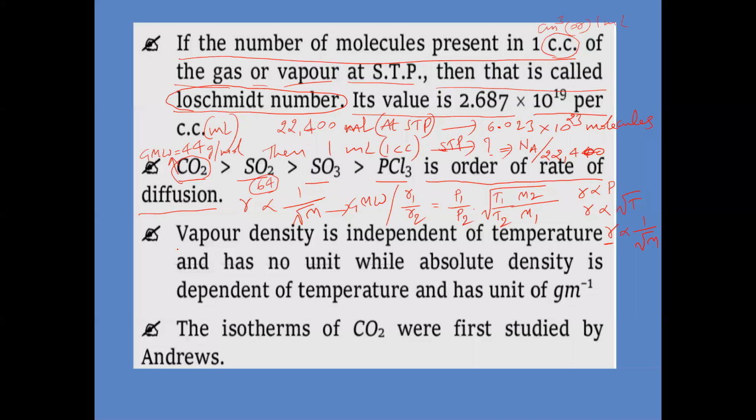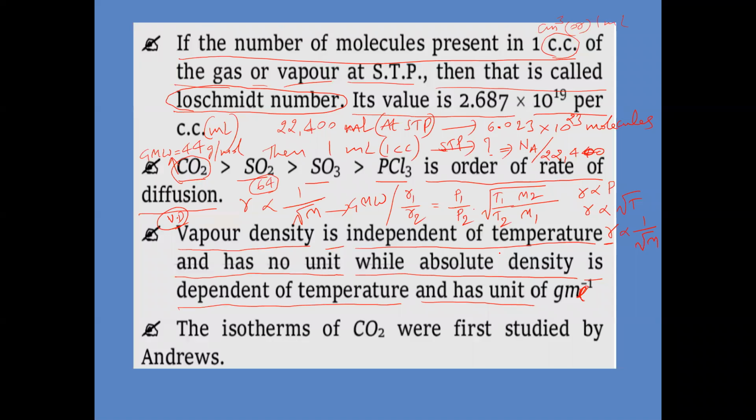Next, another important point we have to remember is that vapor density is independent of temperature and has no unit, while absolute density is dependent on temperature and has the unit of gram per ml. Here, vapor density means VD. Vapor density and temperature are independent, meaning they are not dependent. Vapor density of a gas is independent of temperature.